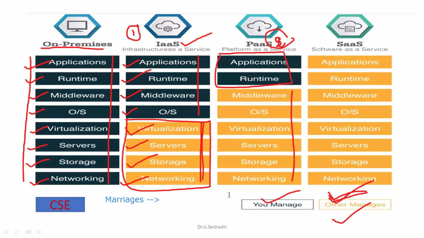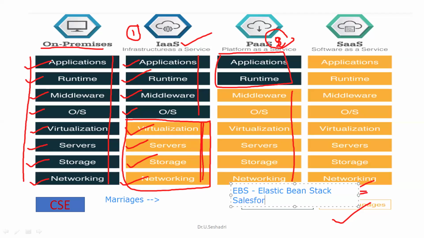the Elastic Beanstalk, which comes under platform as a service, EBS. EBS is the Elastic Beanstalk. I'll tell you how we are using the Elastic Beanstalk. You no need to think about the infrastructure, the resources, or the networking, everything it is providing if we are using platform as a service. One more example is Salesforce.com. Salesforce also comes under platform as a service.